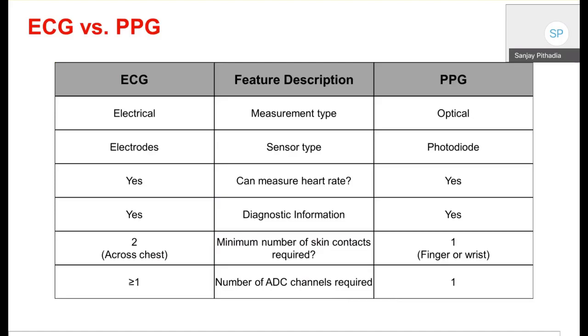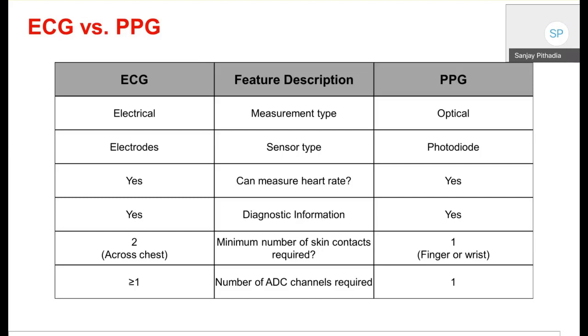But ECG needs some kind of electrodes, so they have to be physically connected to the body. And for PPG, we need an LED and a photodiode. Both of these can be used for measurement of heart rate because ECG and PPG both have the same frequency of operation. So timing-wise, both are able to give heart rate calculation. Both can give diagnostic information, but depending on how much detail we can get from ECG and PPG, and depending on the number of electrodes and leads, the information will vary.